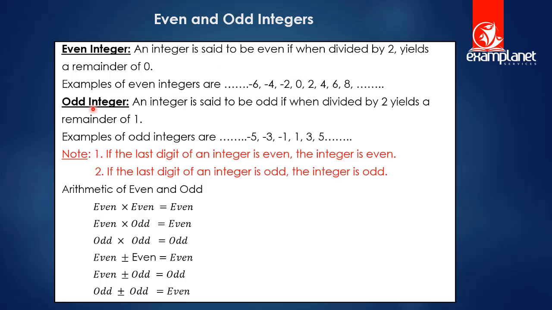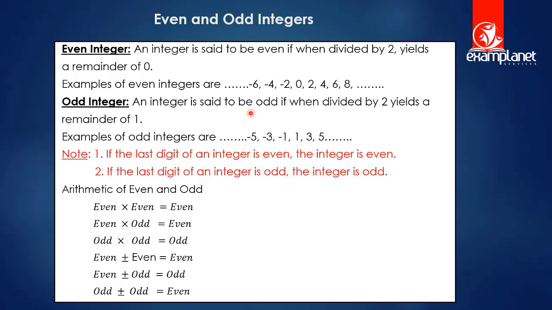Now we have odd integers. An integer is said to be odd if, when divided by 2, it yields a remainder of 1. So when we divide an odd integer by 2, the remainder is always 1. That's what we call an odd integer. Examples of odd integers: we have -5, -3, -1, 1, 3, 5, 7, 9, and so on.